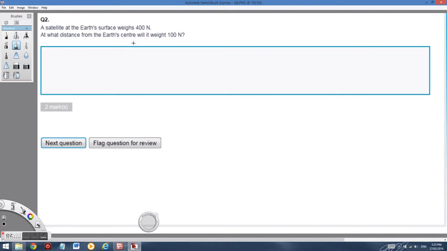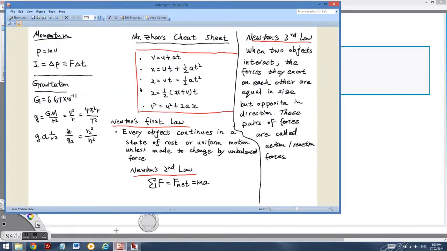Okay, now look at this question. A satellite has a weight of 400 Newton. At what distance from the Earth's center will it weigh 100 Newton? So it needs to be further away. Force 1, force 2 is 100 Newton. Now look at my cheat sheet.